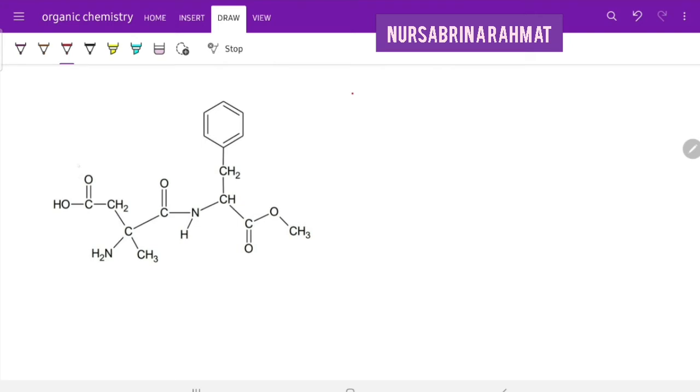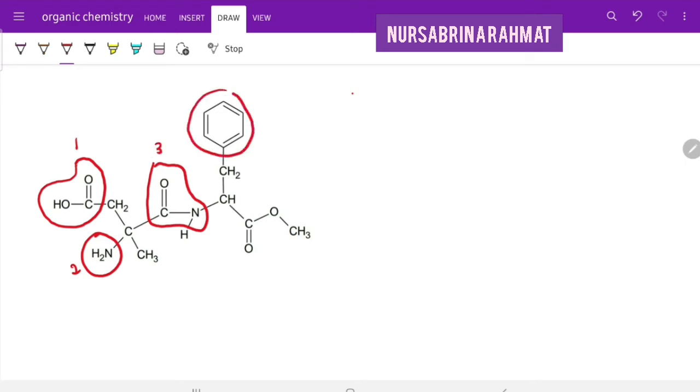Okay, so the first one from the left, we have here C double bond OOH. So this is the first functional group. Okay, secondly, I saw NH2, which is your second functional group. And the third one, we have here C double bond O, directly attached to nitrogen. So this is the third functional group. Okay, and then we have here benzene ring as your fourth functional group.